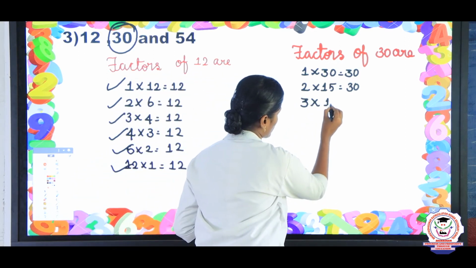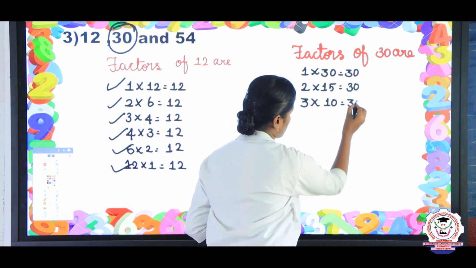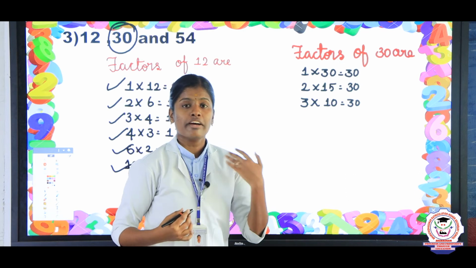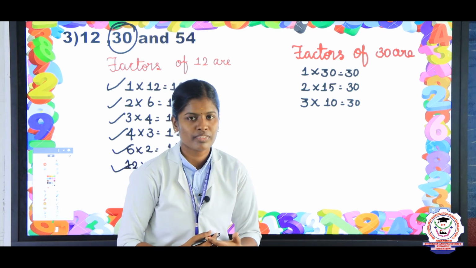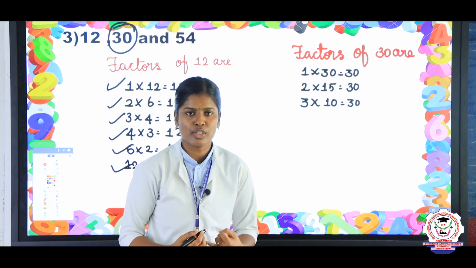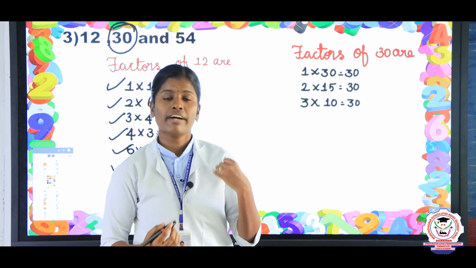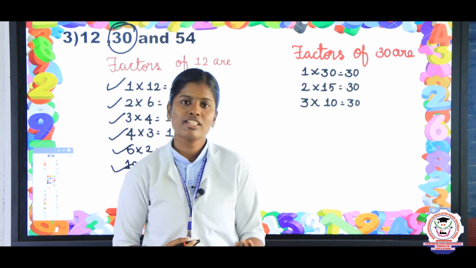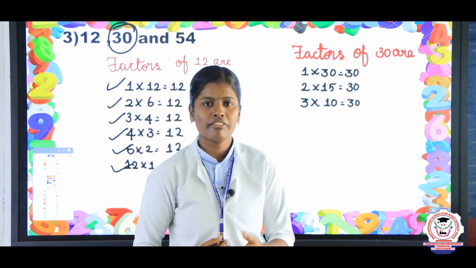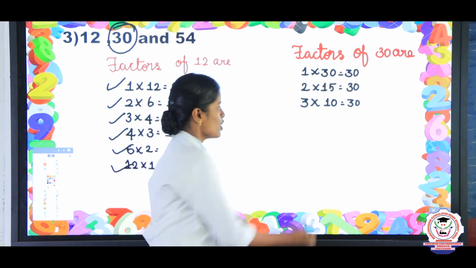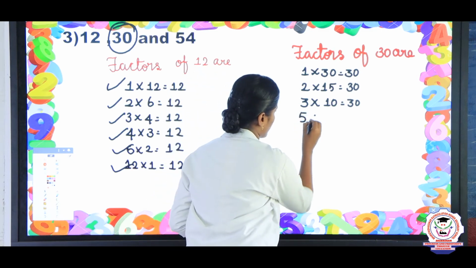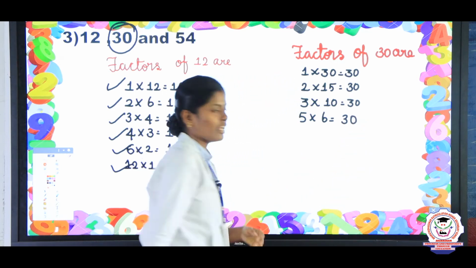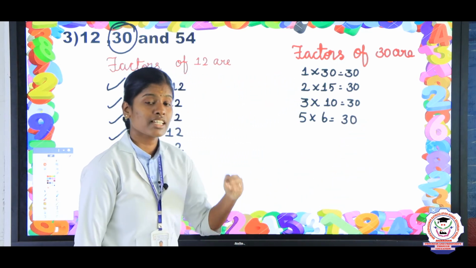And next we are going to check the 4 table. So is 4 table of 30 possible? It is not possible, right? And next we are going to check the 5 table. 5 table of 30. 5 zeros are 0, 5 ones are 5, 5 twos are 10, 5 threes are 15, 5 fours are 20, 5 fives are 25 and 5 6s are 30. So write 5 6s are 30.